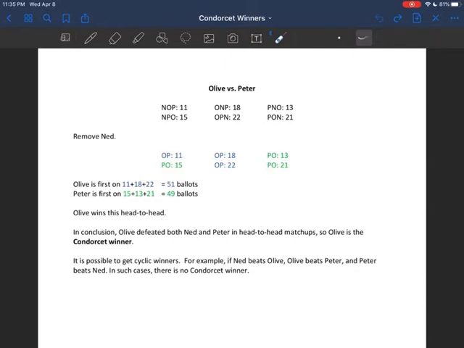You can only ever have one Condorcet winner, right? Because you can't have won all of your matchups if someone else also won all of their matchups, because what would have happened when you faced each other? So there can only ever be one Condorcet winner, which is nice.